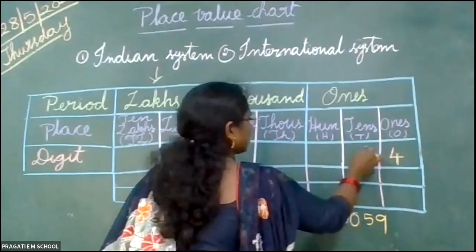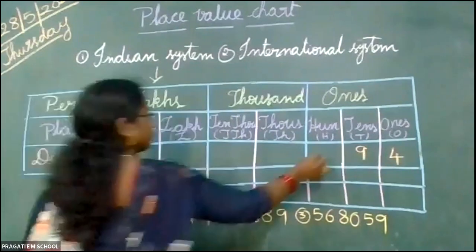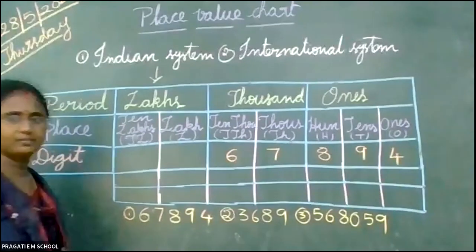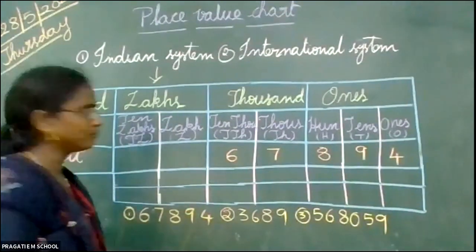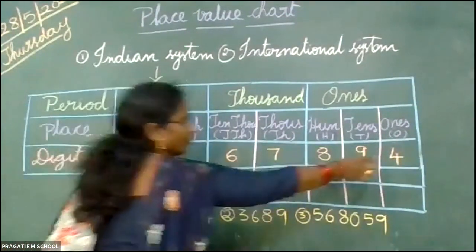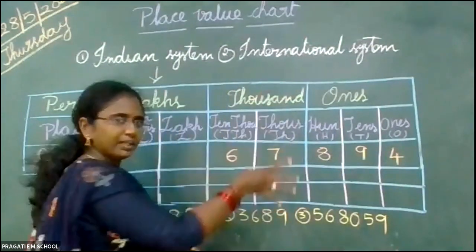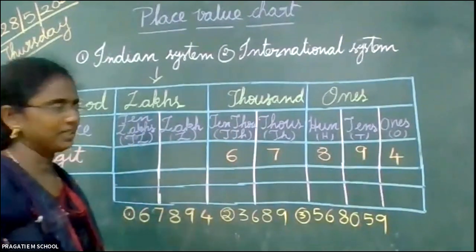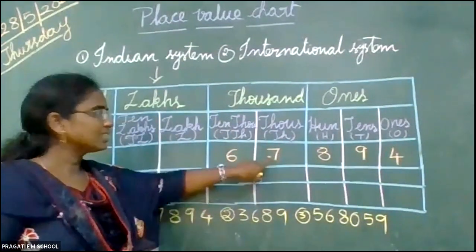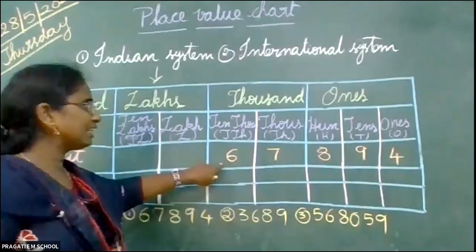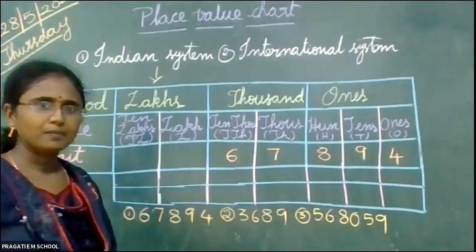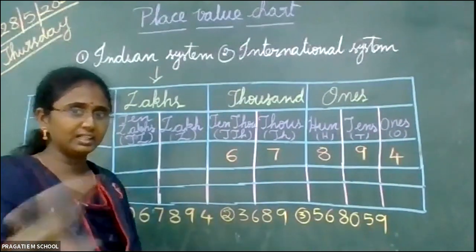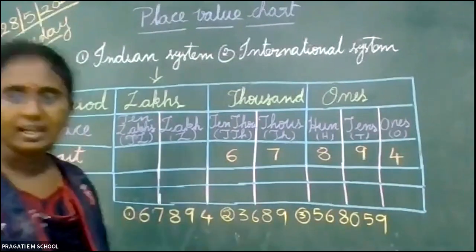So I'm writing the numbers here: 4, 9, 8, 7, 6. Now read the number. 4 in ones place, in ones period, 9 in tens place, 8 in hundreds place. In thousands period, 7 in thousand place and 6 in 10,000 place. Yesterday, how did you read that number? Thousand and 10,000 read together.